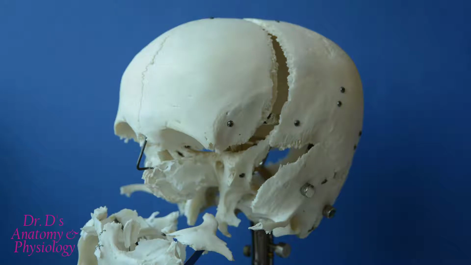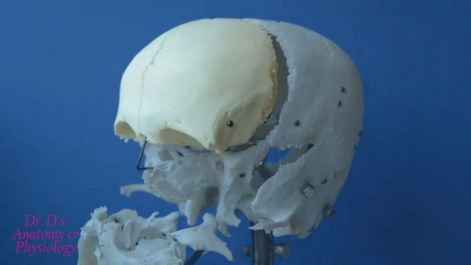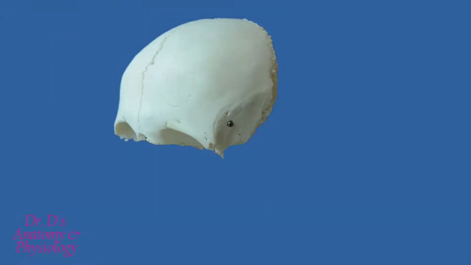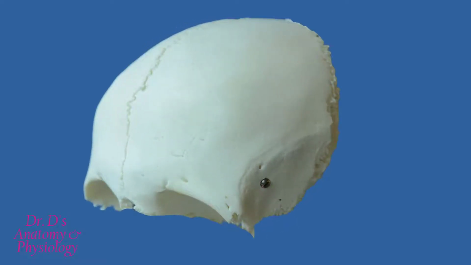Well, here is a look at our disarticulated skull, and we're going to concentrate in this video on describing the frontal bone and the parietal bone. So if we start with the frontal bone first, the frontal bone can be divided into two regions. You have the orbital region, or the orbital part, and the squamous part.